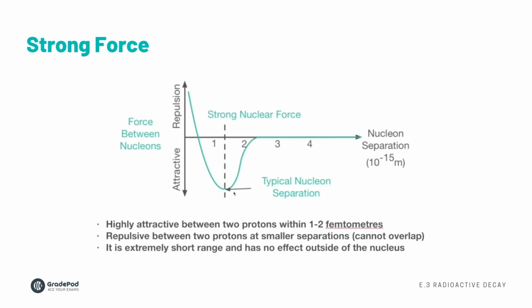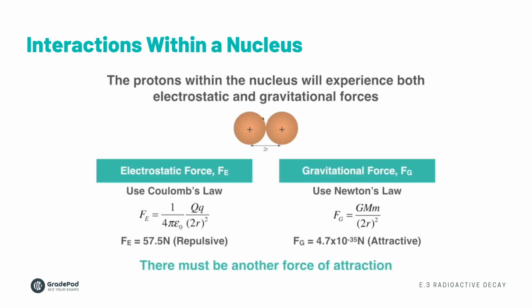And the typical separation between nucleons within a nucleus is, by chance, exactly where the strong force is the most attractive. So the strong force is highly attractive between two protons within 1 to 2 femtometers, and it's repulsive when the two protons are at smaller separations, so they can't overlap each other. And it's extremely short range. It has no effect outside the nucleus. So the strong force is the reason that these two protons don't fly away from each other.